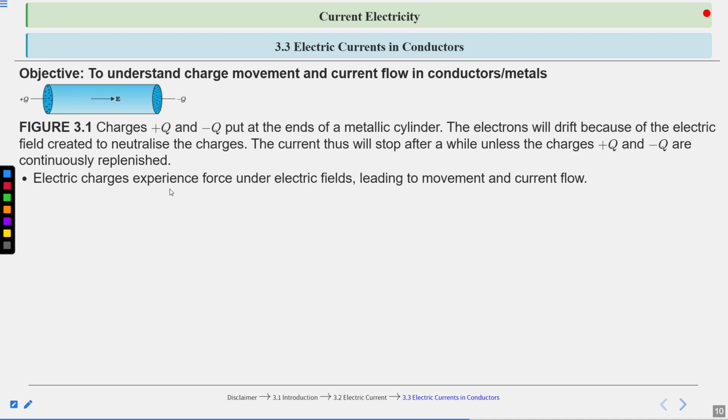So electric charges experience force under electric fields, leading to movement and current flow. Electric charges experience force under an electric field, which we have also discussed in our previous chapter. Leading to these electric fields, the charges experience force and start moving, and then current starts flowing.